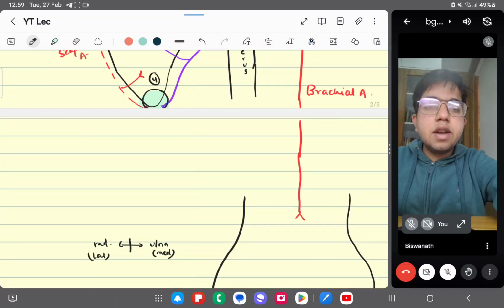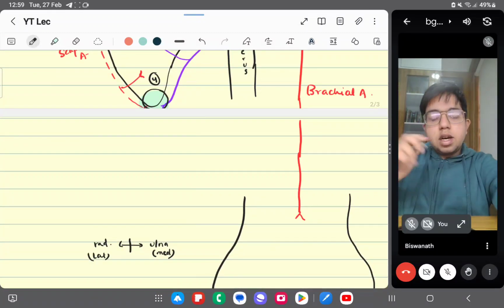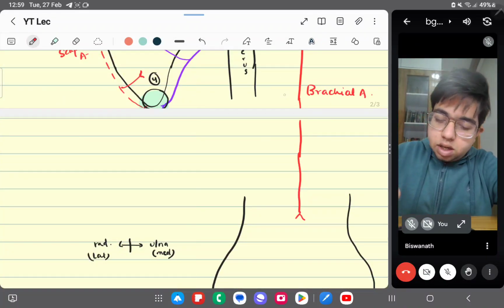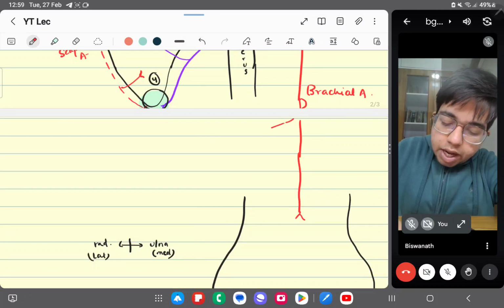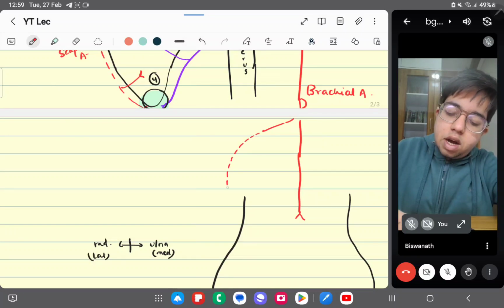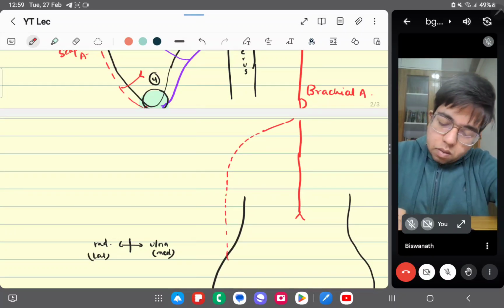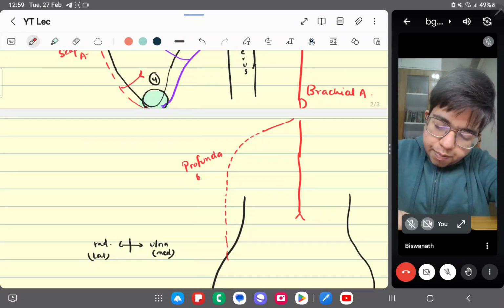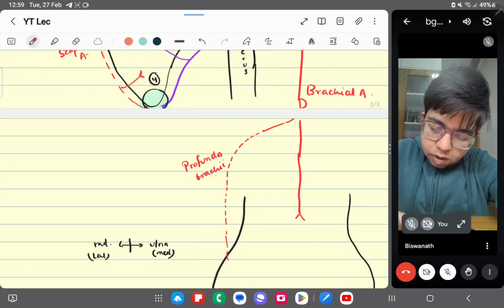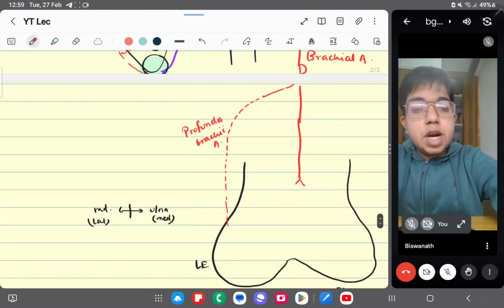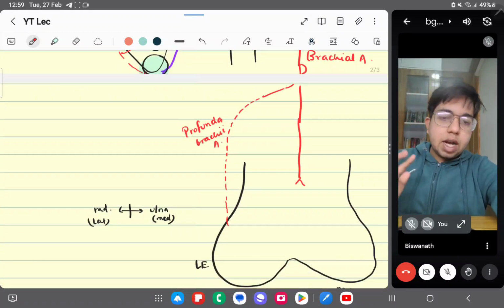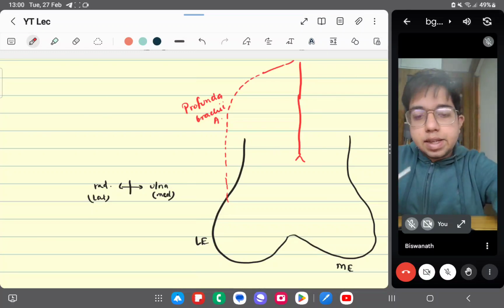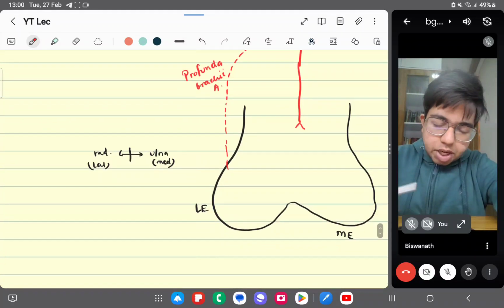This brachial artery will give another branch which will turn and come. It's a deep branch which is called the profunda brachii artery. This is the profunda brachii artery. This profunda brachii artery will again divide into two branches: anterior descending branch and posterior descending branch.